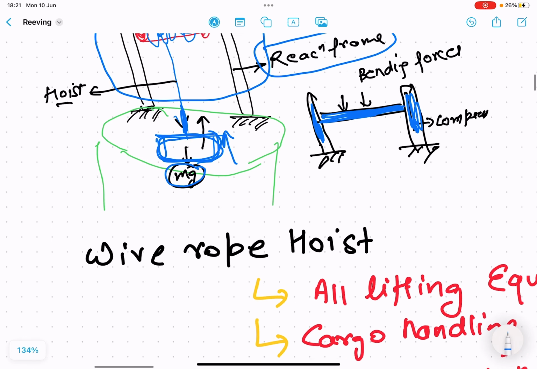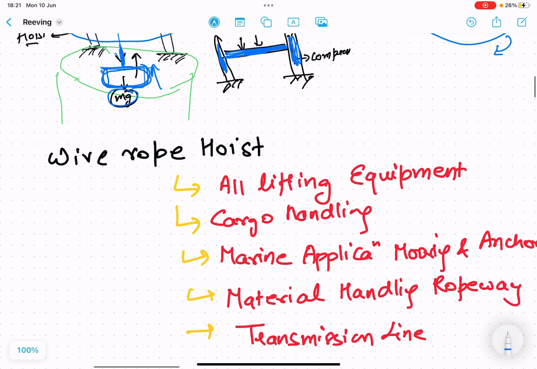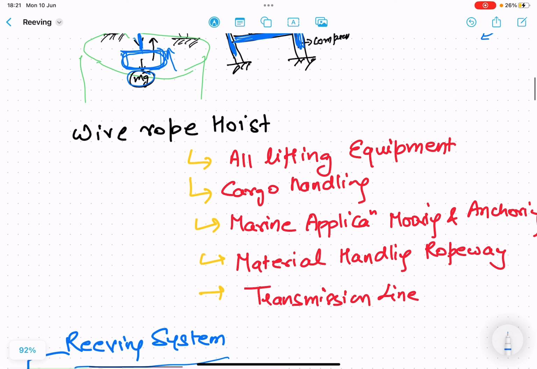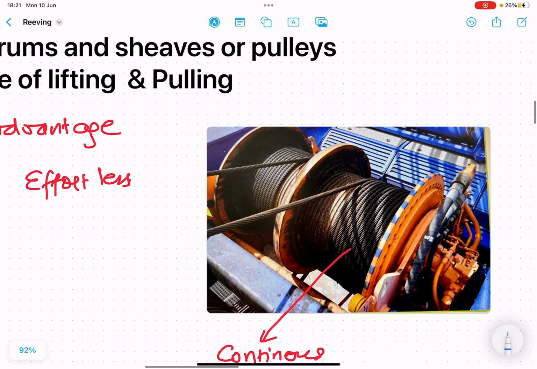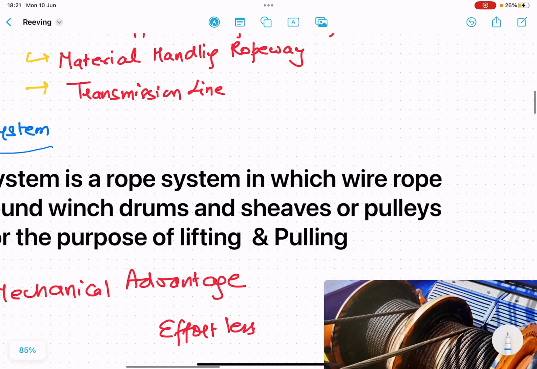Now we will understand the wire rope hoist system. Whatever is there, it is simple. There is a drum. On this drum a number of wire ropes are tied, and it is like this winch wire rope system. There is a continuous wire, and these drums are operated through motors or machines. That is basically the winch system. So this is a simple thing.